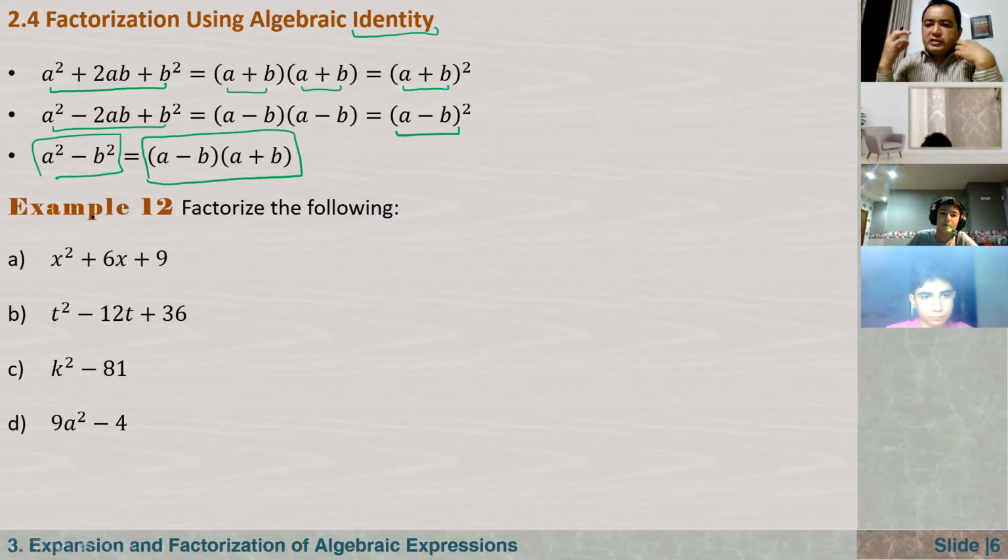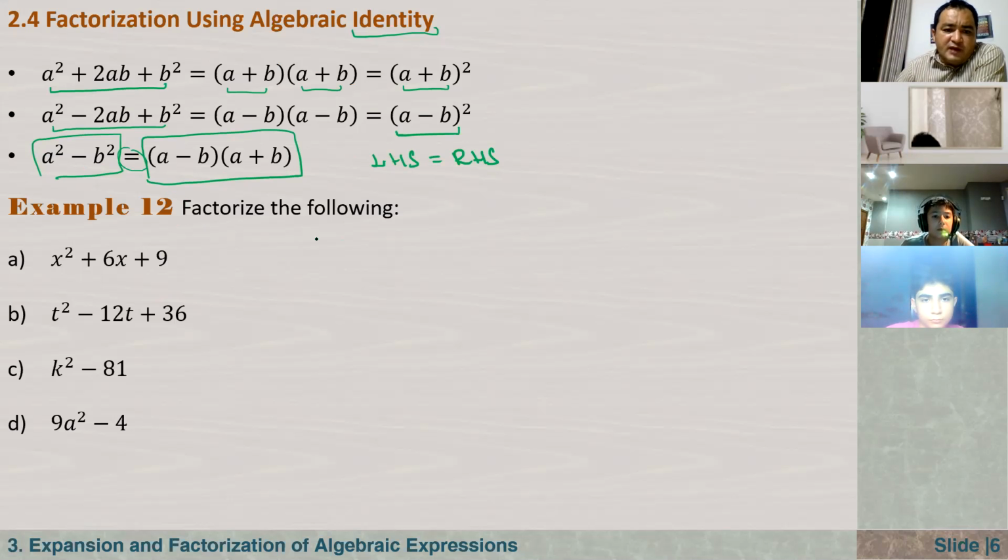Identity is a special equation. It is a special equation because it has an equal sign. That's why it's called an equation. But identity is a special equation such that for every value of the variables in the equation, the left hand side is equal to the right hand side. At that time, it's called identity. Whatever a and b are, this a squared minus b squared is always equal to a minus b times a plus b, right? That's why we call this identity.